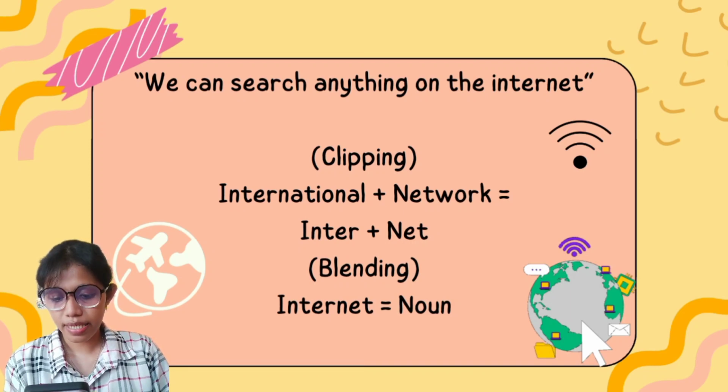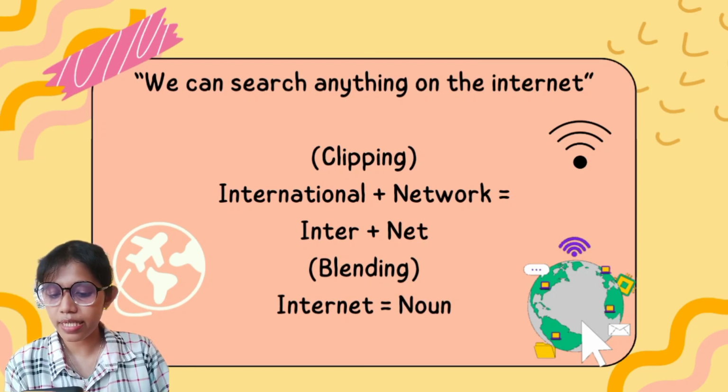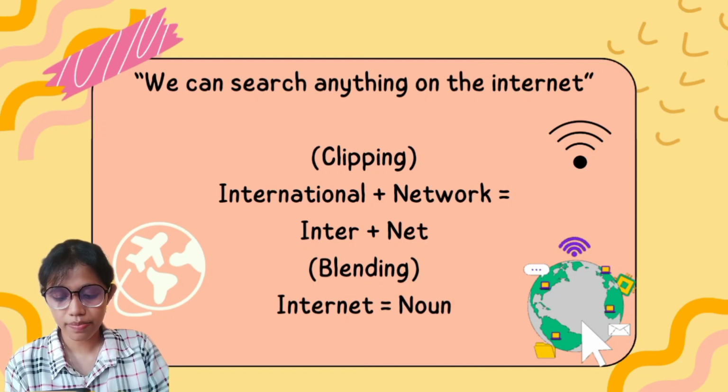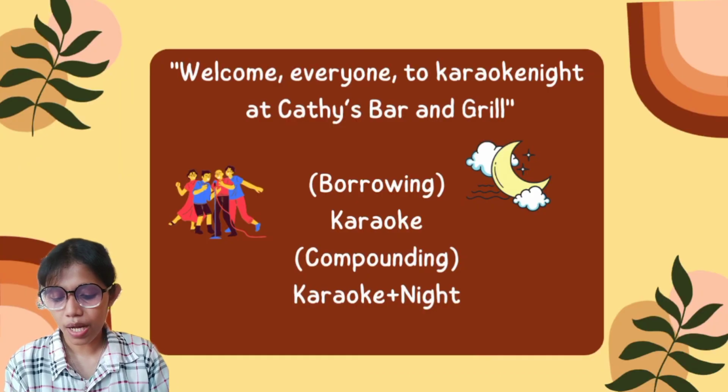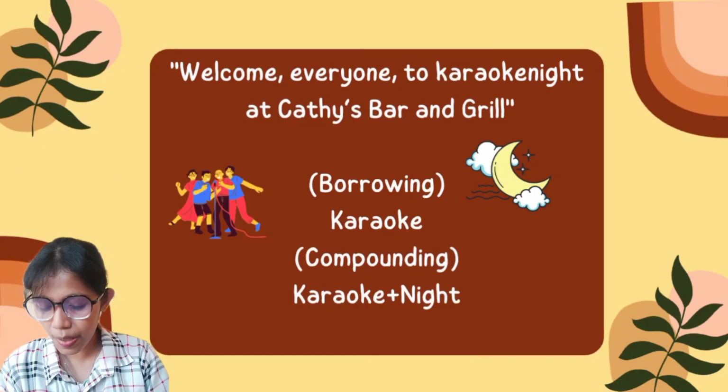Next, the second example: we can search anything on the internet. The word internet is formed by clipping the words international network, inter and net, and then blending them to make a new word, internet.